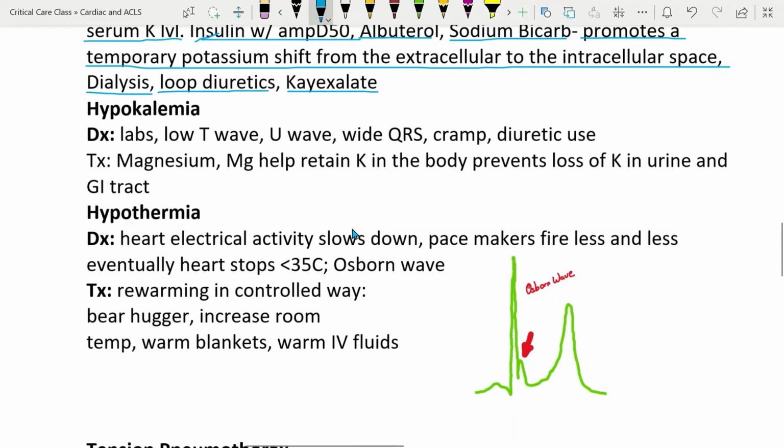Next is hypokalemia. Diagnosis is supported by labs, low T-wave, U-wave, wide QRS complex, cramps, and history of diuretic use, and is treated with magnesium. Magnesium helps retain potassium in the body. It prevents loss of potassium in urine and GI tract.